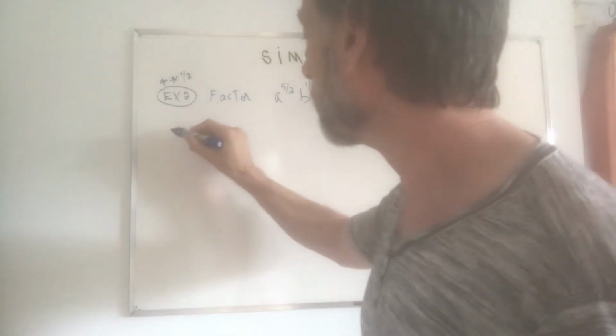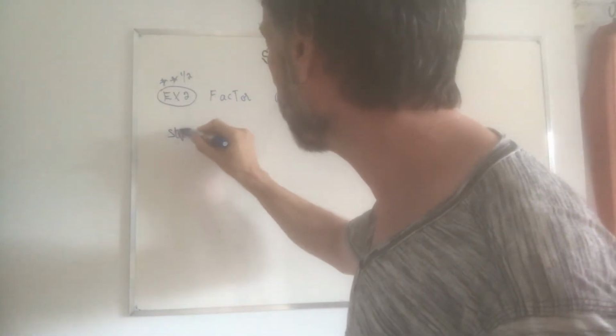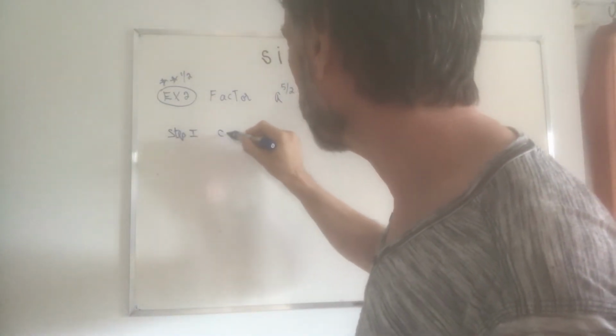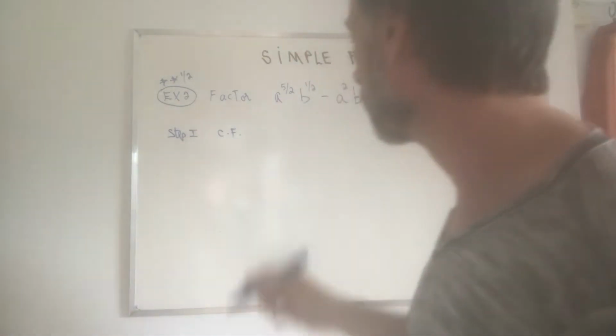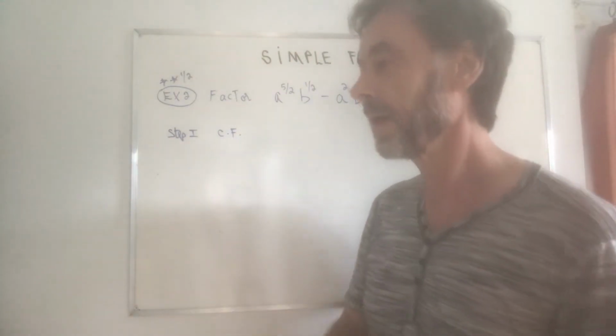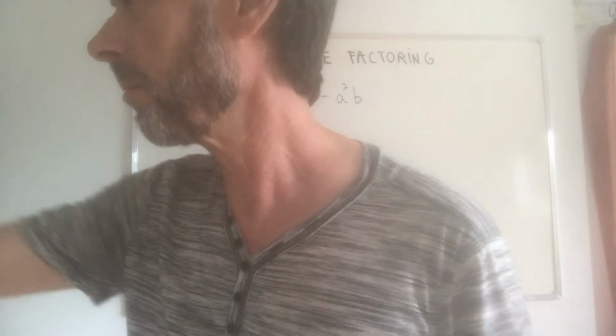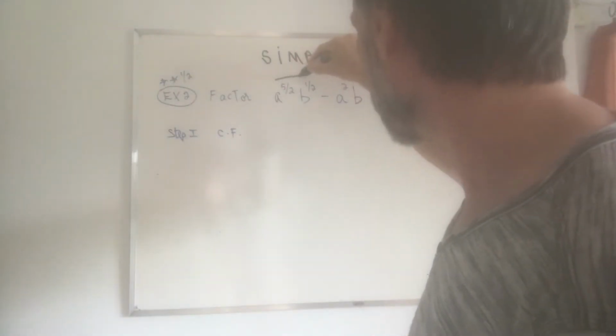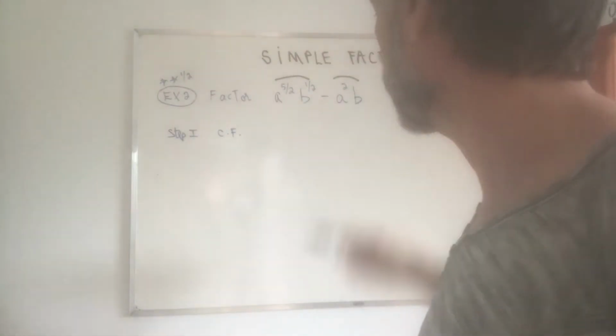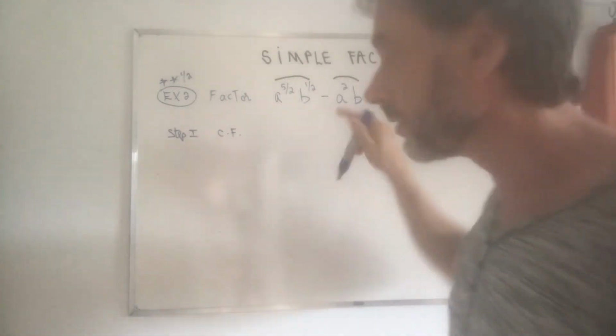All right, step 1, let us find the CF. Well, let us find the common factor. First term right here, and second term right there. All right, the first term has an a, the second term has an a.